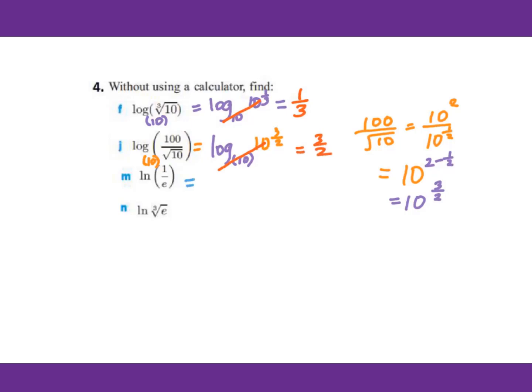For m, I can write down natural log, base is e. E to the negative first power. Then you will get -1. For n, natural log, base is e. E to the 1/3 power. Therefore, equals 1/3.